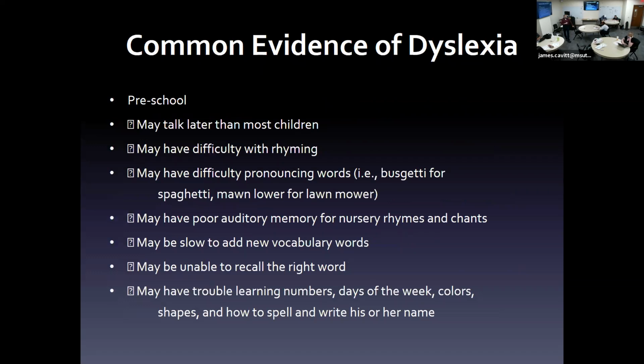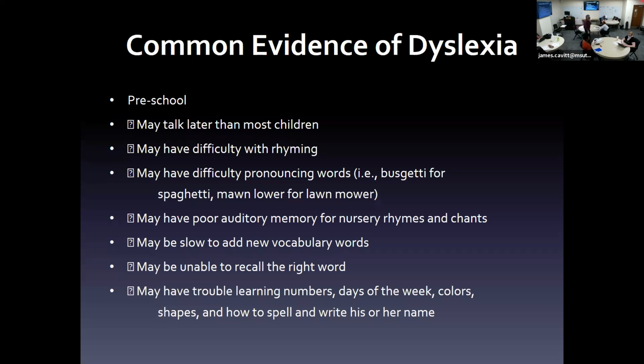This is some more common evidence of dyslexia. They may talk later than most children. They may have trouble with rhyming. They may also have trouble with skipping. Now you're saying, okay, how does skipping have anything to do with reading? It's muscle organization. If you are not able to organize the muscles correctly, there's a processing thing going on in the brain, which is part of that whole processing and organizing of information in the brain too.